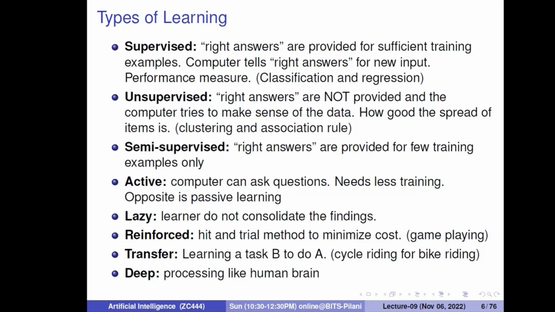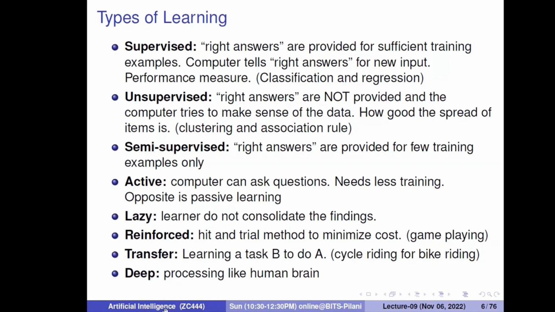Then comes transfer learning, where we learn something to do something else. For example, if you want to learn a bike, first you would go and learn how to ride a bicycle. If you are expert in riding the bicycle, then you go to the bike and apply that, how to balance the cycle to the bike, and then you can run that particular bike.